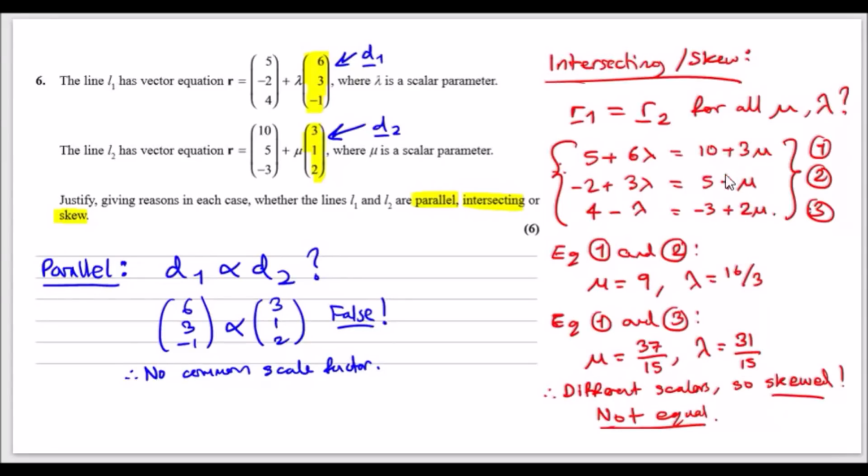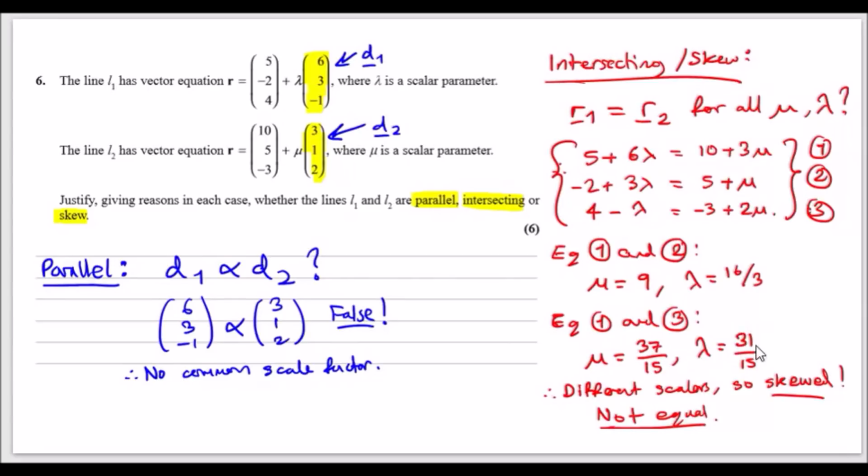I solved them simultaneously, and when I did that, I doubled the second equation, and then subtracted to solve for mu, and then found lambda. It turns out I got mu equals 9 and lambda equals 16 over 3. Okay, seems okay. However, when I did another combination, I chose the first and the third pair.